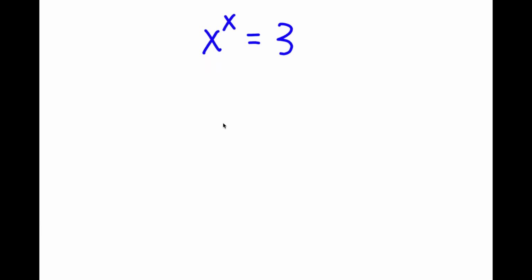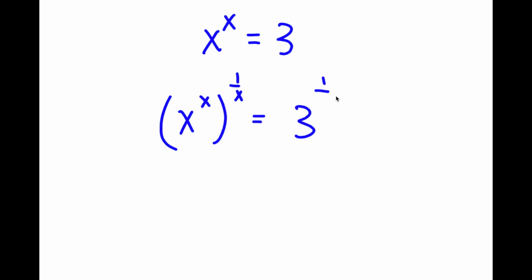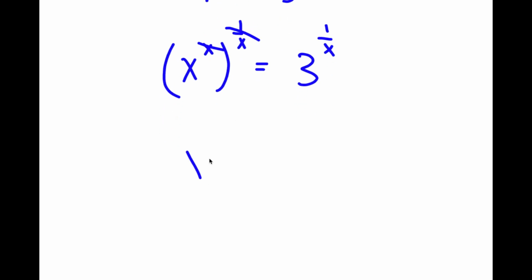All right, so in this problem, I have x to the power of x is equal to 3. So to solve this, what I'm first going to do is take the power of 1 over x on both sides. So I have x to the power of x, to the power of 1 over x, is equal to 3 to the power of 1 over x. Now x and 1 over x, these two cancel out, so I have x is equal to 3 to the power of 1 over x.